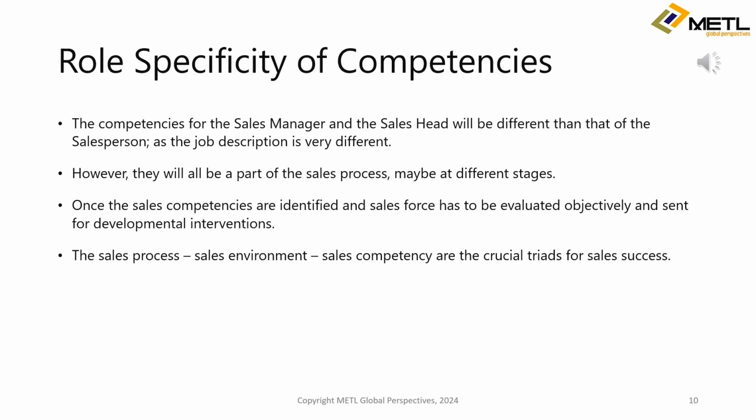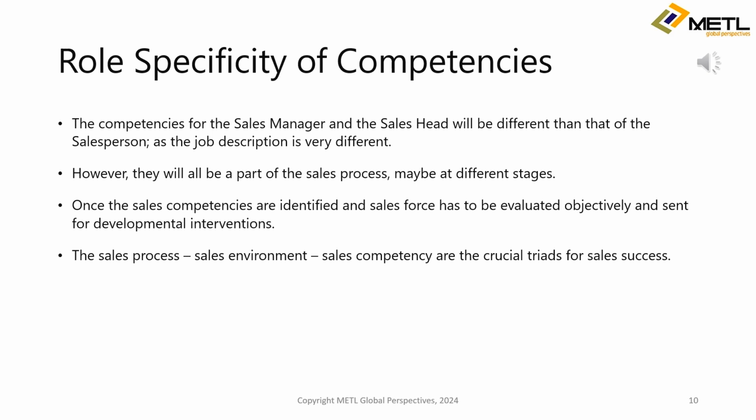Role specificity of competencies. The competencies for sales manager and the sales head will be different than that of the salesperson, as the job description is very different. However, a competency like learnability will be there for all of them. Optimism will be there for all of them. Finding out new solutions that work for the client will be there for all of them. So the levels are different, but some of the competencies are such that they have to be demonstrated by everyone across every role. However, they all will be a part of the sales process, maybe at different stages.